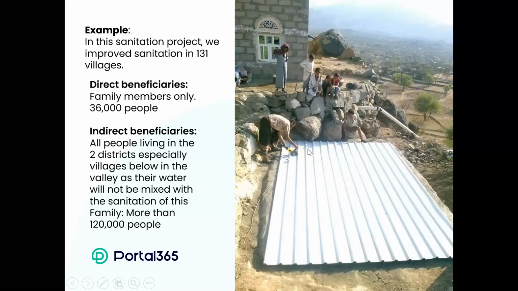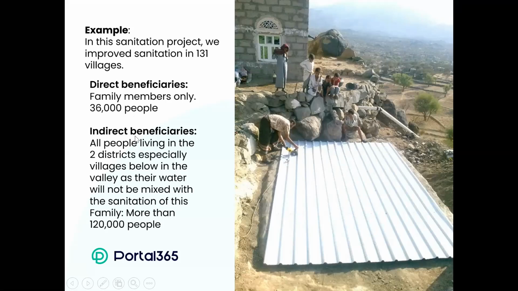So the question is, who are our direct beneficiaries in this big project? They are the people that live in the same villages. For example, if we targeted the people living in this house, then they are direct beneficiaries. And the total number of these beneficiaries that improved their sanitation was 36,000 people in 131 villages.